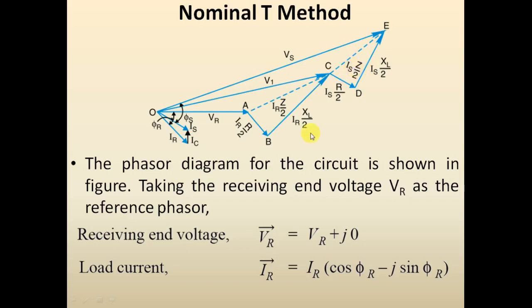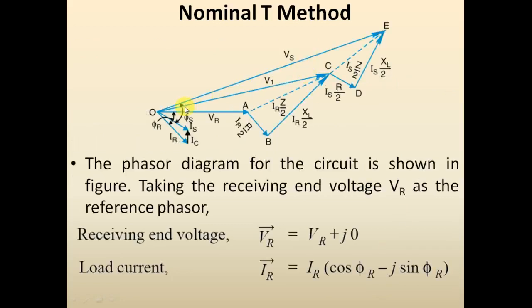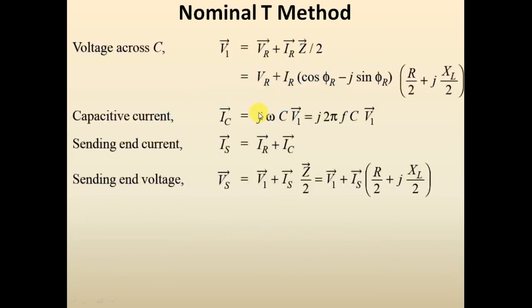Now we will write all the associated relations from this vector diagram. As vector Vr is taken as the reference one, we can write it as Vr angle 0, that is Vr plus J0. Vector IR is lagging vector Vr by phi r degrees. Therefore, this IR can be written as IR angle minus phi r. In rectangular form, they can be written as IR into cos phi r minus J sin phi r. As we have mentioned before, V1 is actually the sum of Vr vector and IR into Z by 2 vector. That is shown here, Vr plus IR into Z by 2.